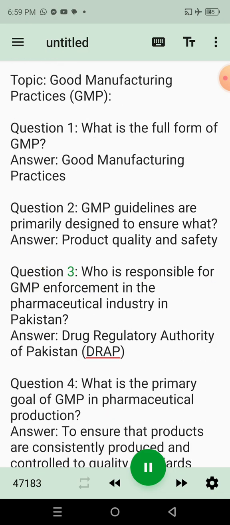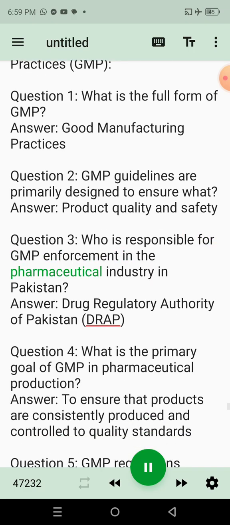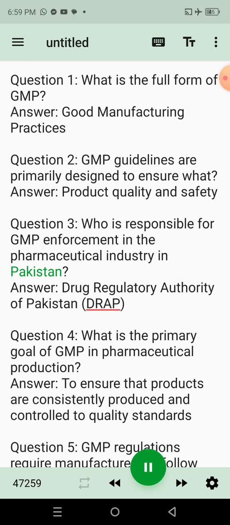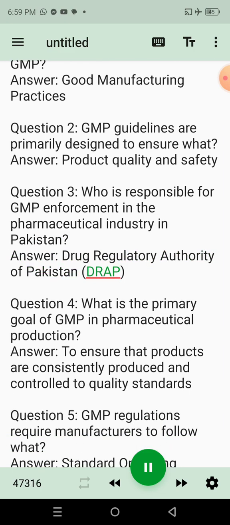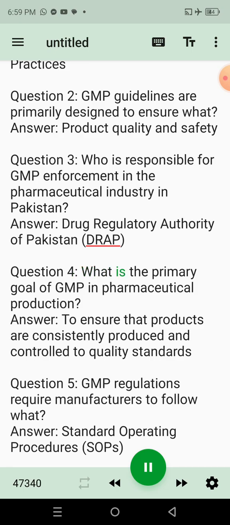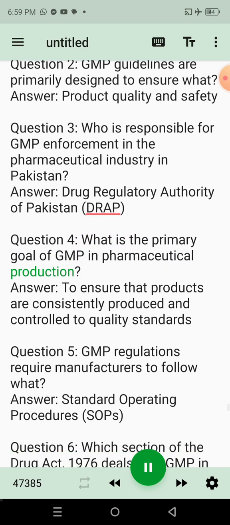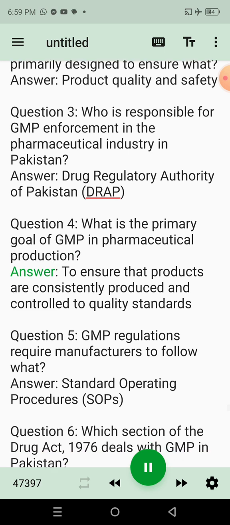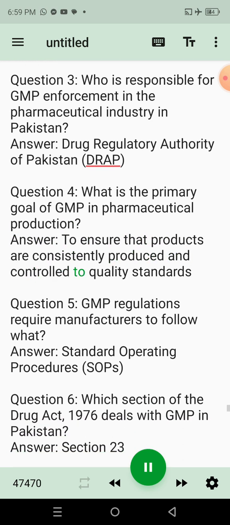Question 3. Who is responsible for GMP enforcement in the pharmaceutical industry in Pakistan? Answer: Drug Regulatory Authority of Pakistan (DRAP). Question 4. What is the primary goal of GMP in pharmaceutical production? Answer: To ensure that products are consistently produced and controlled to quality standards.